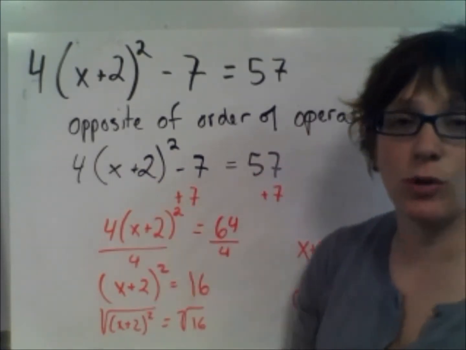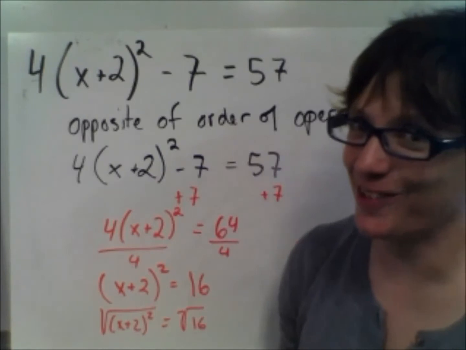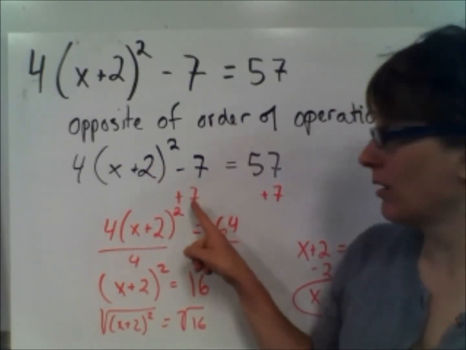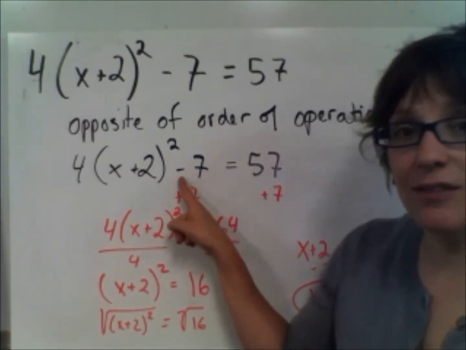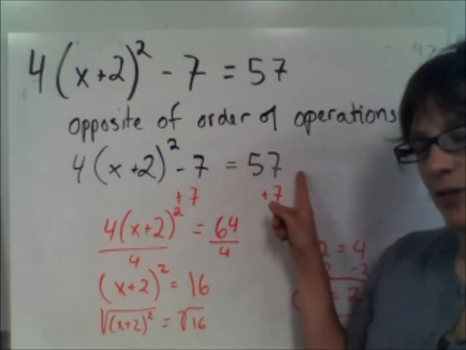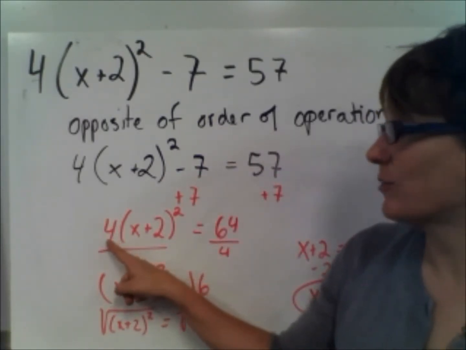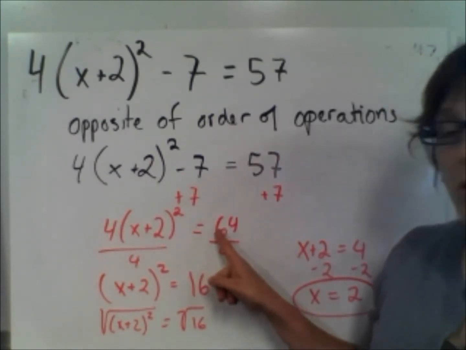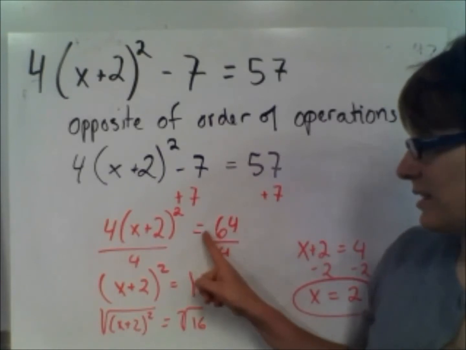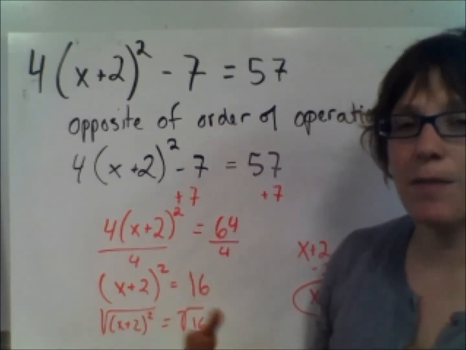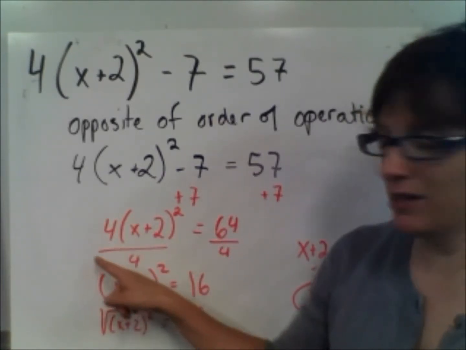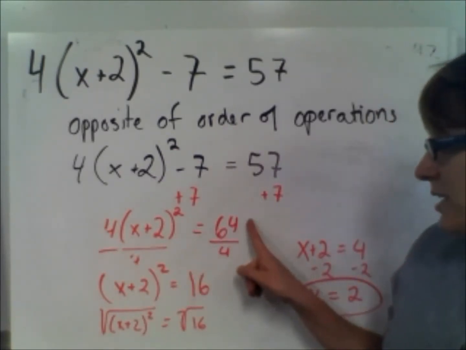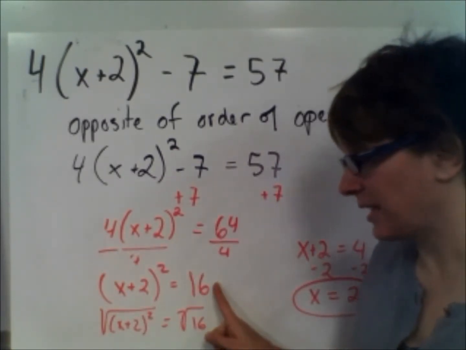So I'm going to do the opposite of the order of operations. The last thing I would do in order of operations is subtract. So that's going to be the first thing I do here. Add 7 to this side of the equal sign, add 7 over here. That gives me 4x plus 2 squared equals 64, because 57 plus 7 is 64. Then the next thing I'm going to undo is dividing. I'm going to divide both sides by 4. Those cross out. 64 divided by 4 is 16.